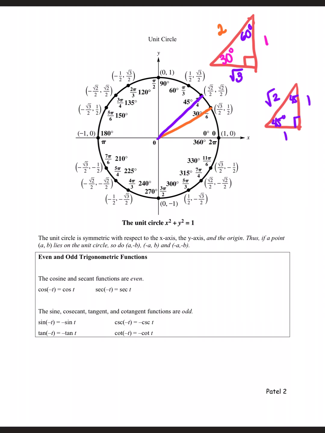The sine, cosecant, and tangent and cotangent functions are odd. So sine of negative t is equal to negative sine of t. Tan of negative t is equal to negative tan of t. Cosecant of negative t is equal to negative cosecant of t. Cotangent of negative t is equal to negative cotangent of t.